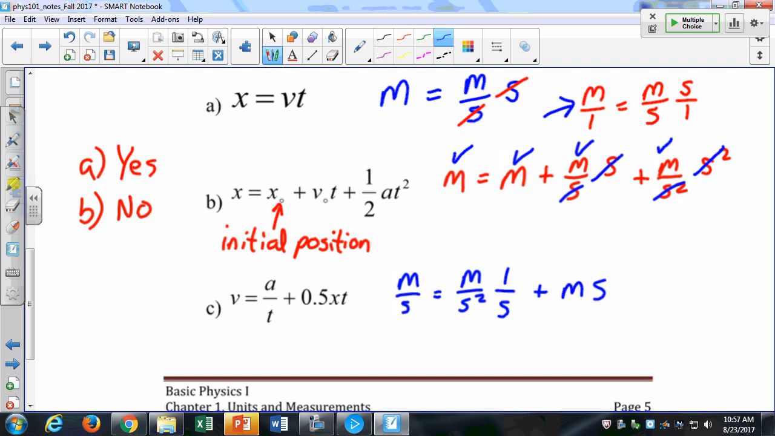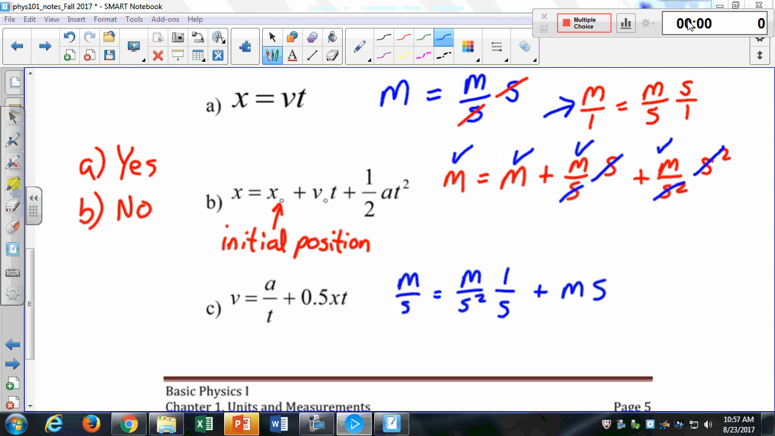And now I can go through and ask myself the question, is this dimensionally correct or not? You tell me, is it A, yes, it is dimensionally correct, or B, it's not dimensionally correct? A, yes, or B, no. Do the terms of this equation all match? Are they all the same? The units of each term in this equation. Does this have the same units as this and the same units as this?